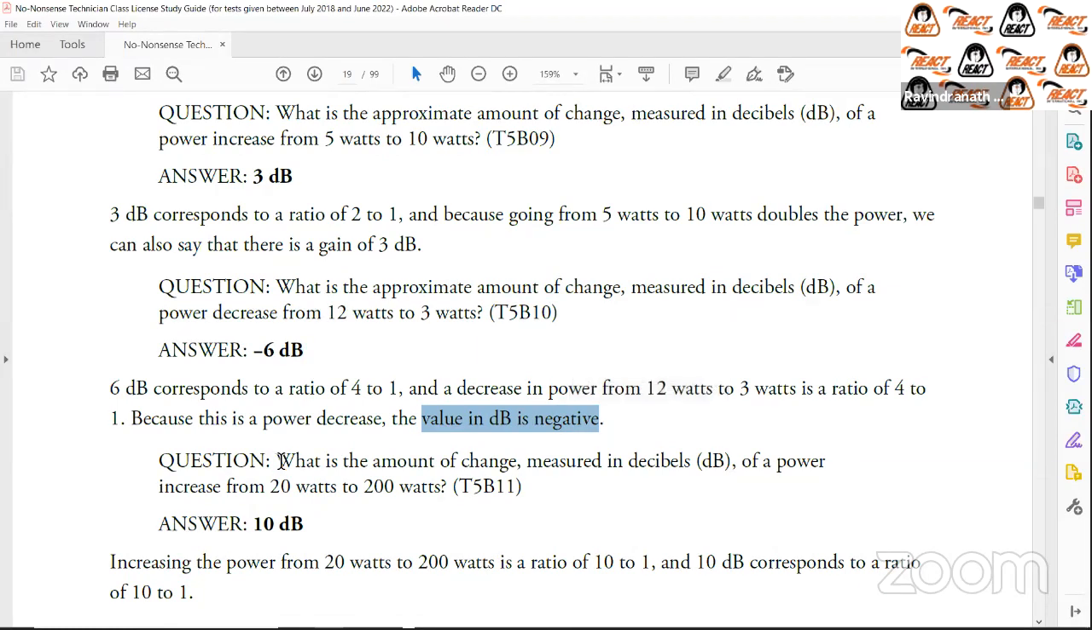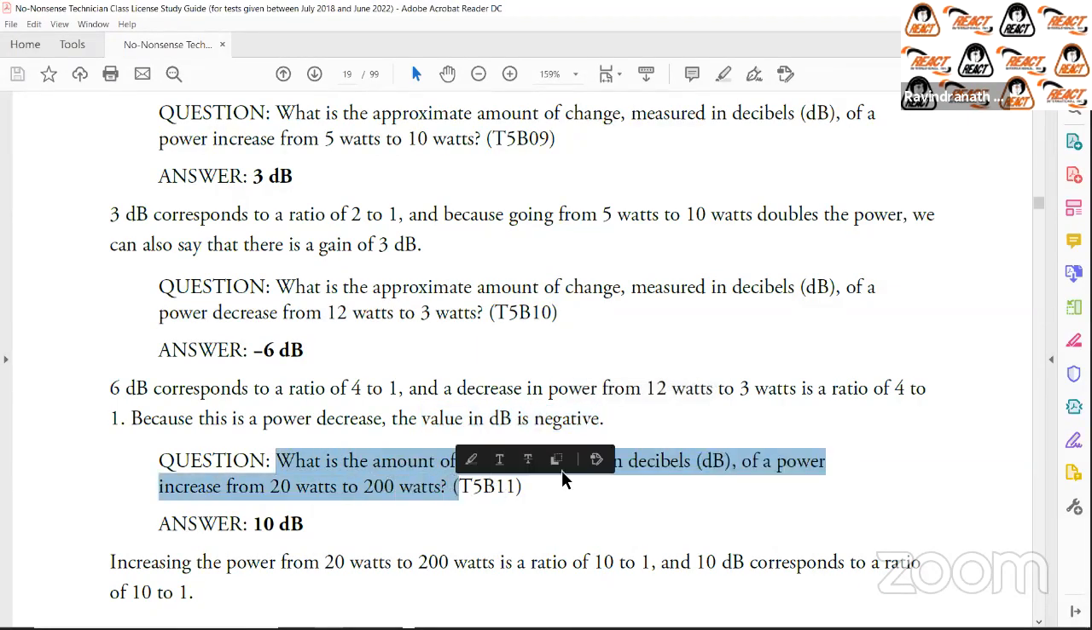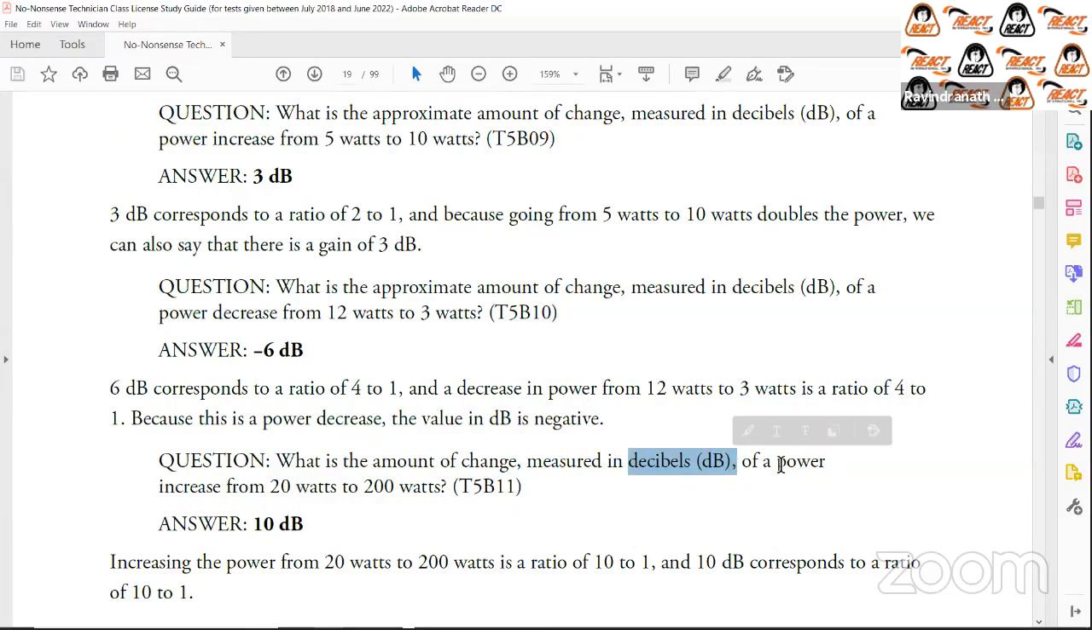What is the amount of change measured in decibels for a power increase from 20 watts to 200 watts? Again, they want to find out decibels, but they're asking us for a power increase. So we know that once it's an increase, it's going to be a positive answer. What are we going from and to? We are going from 20 watts to 200 watts. To go from 20 to 200 is a ratio of 10.